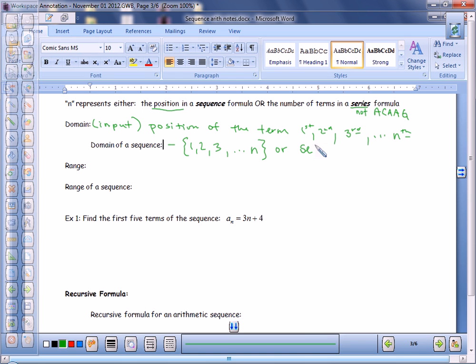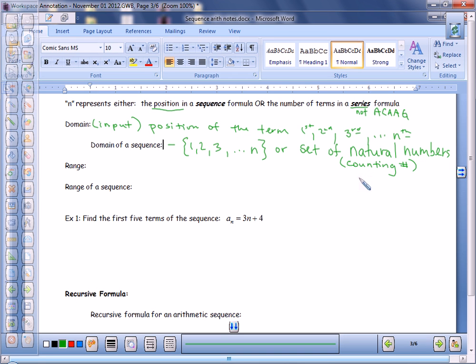The set of natural numbers. Good. Okay, and natural numbers are basically our counting numbers. I wish they had just called them counting numbers because that would have made life so much easier for all of us, but they're called natural numbers. All right, so that's our domain for a sequence. It's the set of natural numbers. It is all the counting numbers.